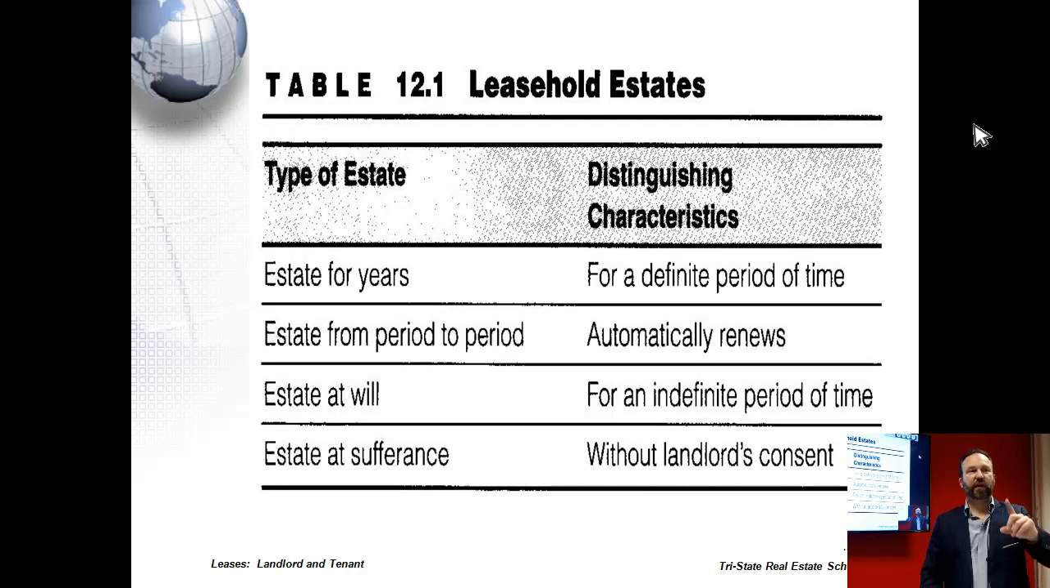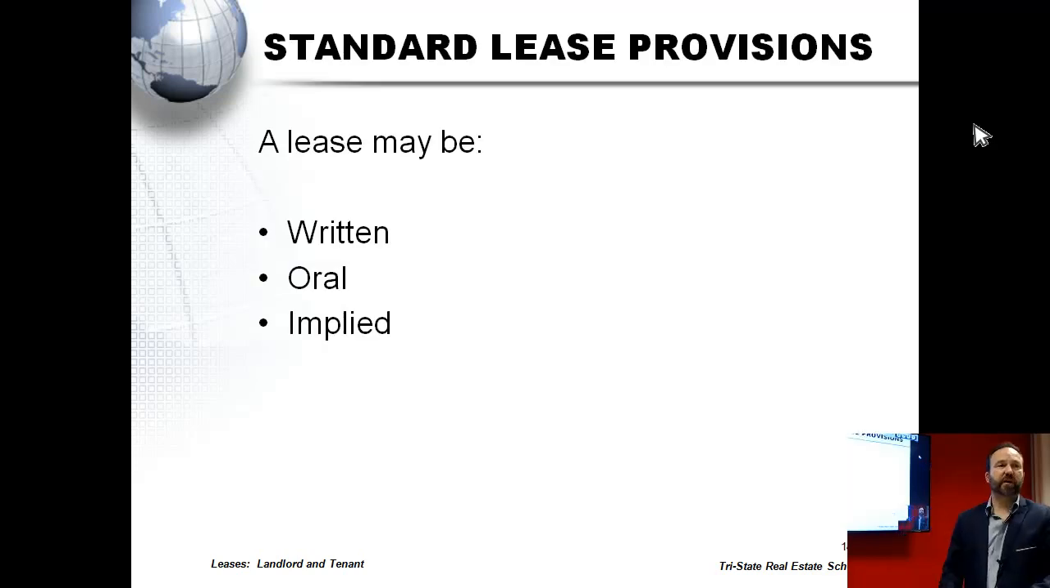If you follow the path of what's going on and place it into these categories, you'll see how it works. You can start off with the estate for years, go to periodic, then it could be at will, and then it could go to sufferance. So you could go from one to the next to the next. That's pretty much how it works.